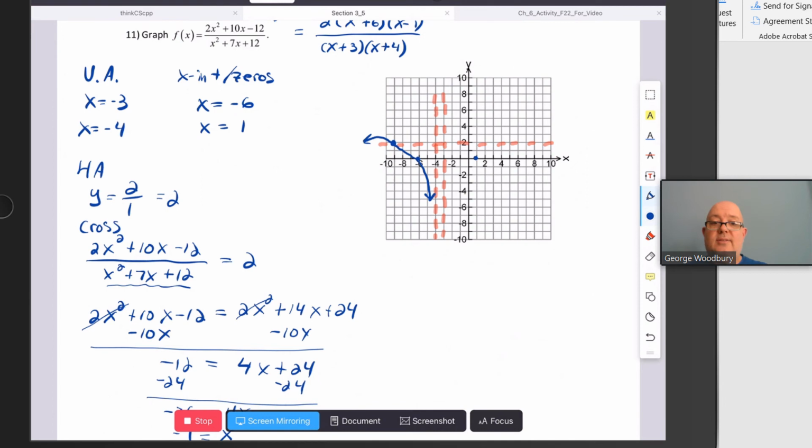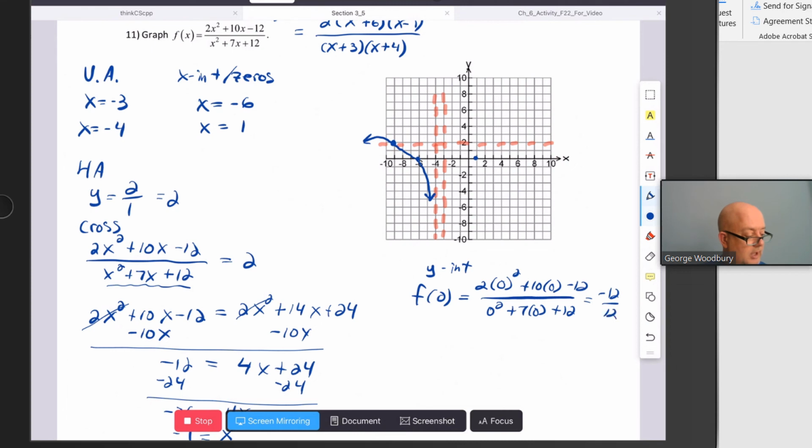On the right-hand side, the only thing that I don't have is the y-intercept. The y-intercept is where we put in 0 for x. And so we would have 2 times 0 squared plus 10 times 0 minus 12, which is just going to be -12. And on the bottom, we're going to have 0 squared plus 7 times 0 plus 12, which is just going to be 12. And so this equals -1. Use the asymptote behavior to figure out what that one looks like.